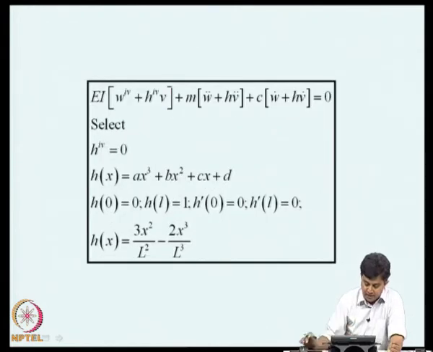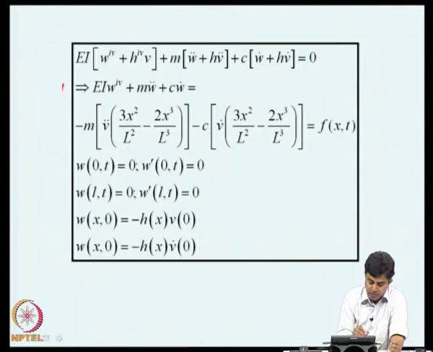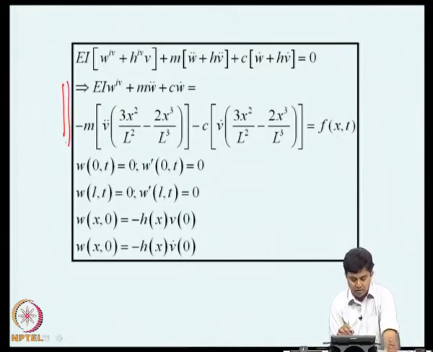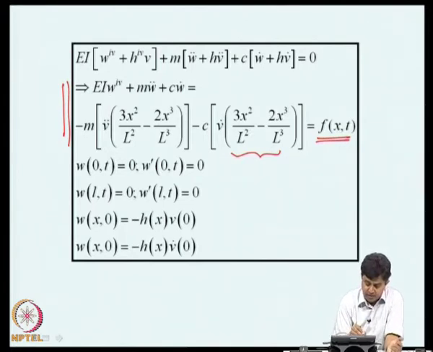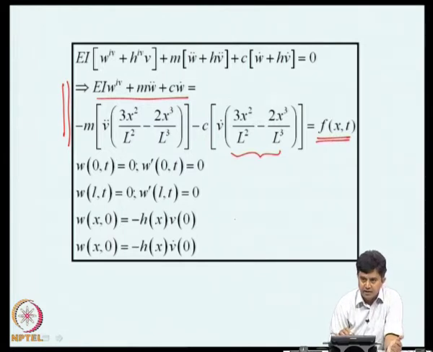So, if we do that, we get the equation for w to be this: EI w'''' plus m w double dot plus c w dot equal to a function of x and t, where h of x is this function which we derived just a while before. At this stage, we have reduced the problem to a form which we have just seen how to handle. So, this is one approach for handling time varying boundary conditions, and on this we can now do statistics, find out mean and variance, etc.